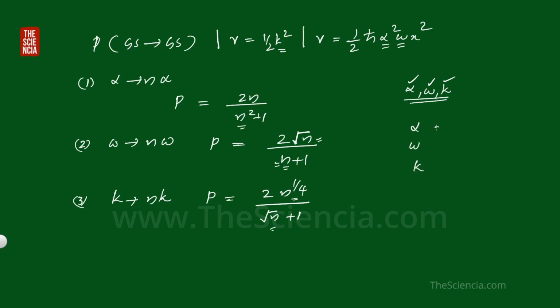So the expression for alpha is 2n by n square plus 1, and for omega, take the root of the n values, that is 2 root n by n plus 1. Then for k, again take the root of the n values, that is n raised to 1 by 4, over root n plus 1. Okay, so please remember these expressions, these are very important.